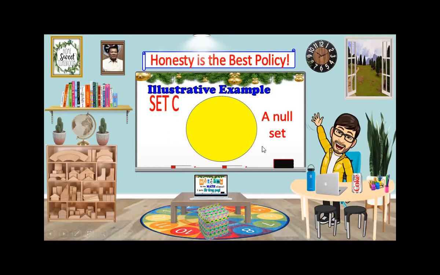It is a null set, walang laman. Okay? Then set D: 1, 2, 3, 6, 9, 18. So what are these numbers? These numbers are the factors of 18. Mapapansin natin, lahat ng numbers na yan ay nakakapag-divide ng 18.